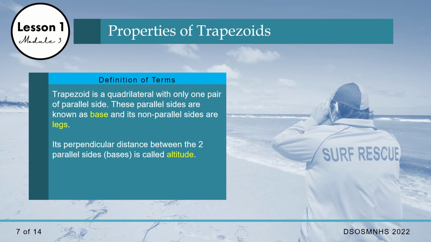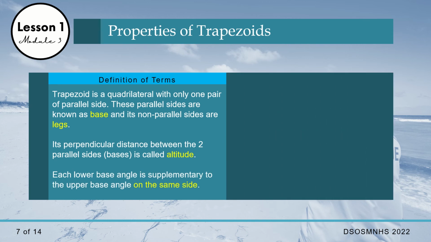Another definition of terms are the following. Its perpendicular distance between the 2 parallel sides or the bases is called altitude. And lastly, each lower base angle is supplementary to the upper base angle on the same side. So supplementary, i-add no para mo 180. Yang dimension na ang each lower base angle. So ang lower left base angle i-add ra ginimo siya sa upper left angle para mo 180. So ang right i-add po siya sa right. Okay, on the same side man.